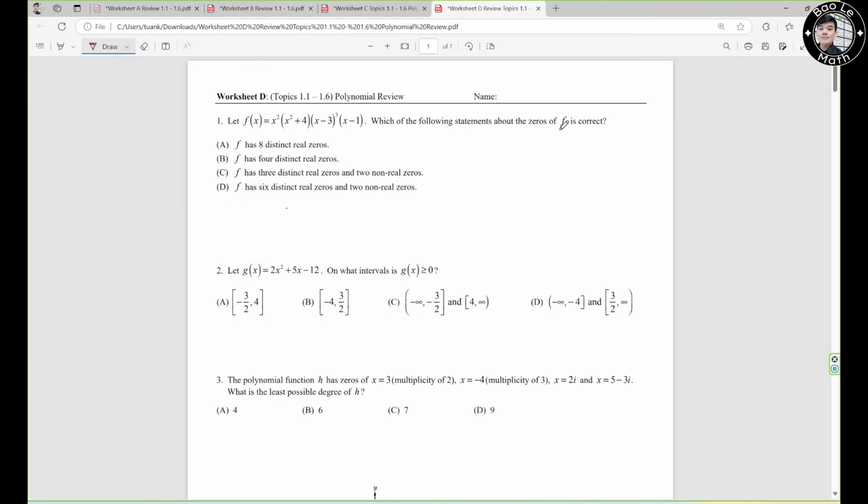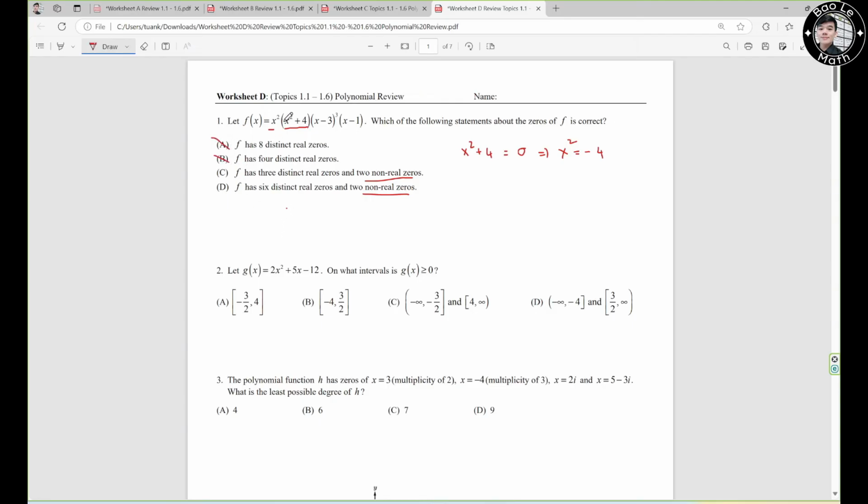Which of the following statements about the zeros of the function f is correct? Now look at this one. We have 1 zero, and we have two imaginary zeros right here. s squared plus 4 equal to 0, so s squared equals negative 4. So we have two imaginary zeros, two non-real zeros. We see that there are two non-real zeros, so we need to eliminate A and B.